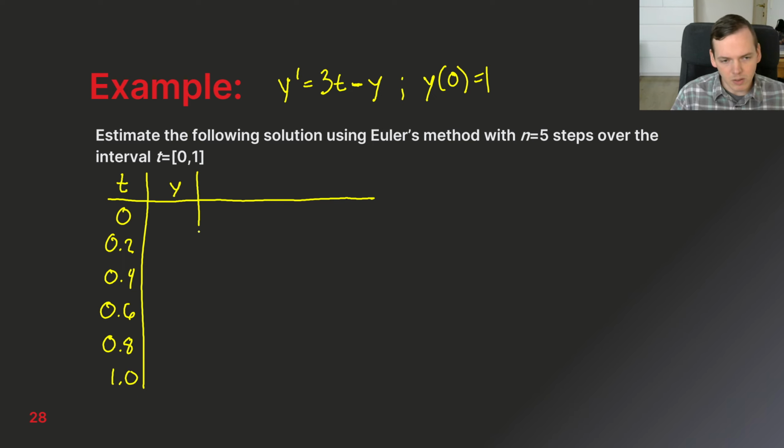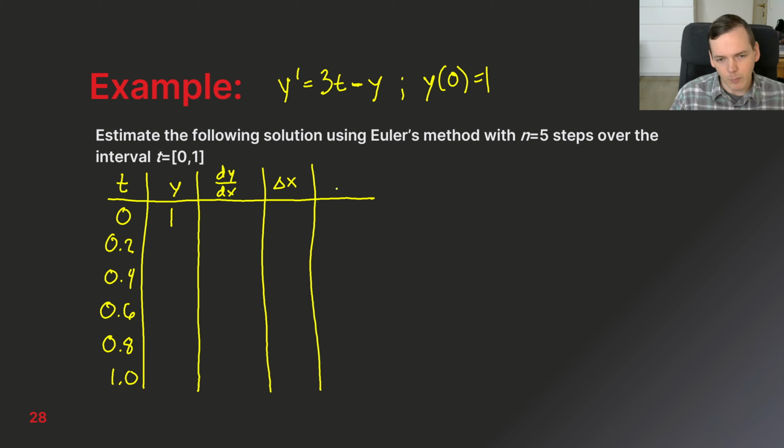Then I create a column for my y values, or my dependent variable values. In this case, I know that y of 0 equals 1. I know the initial value. Then I'm going to create a column where I put in the slope. Then I'm going to create a column for delta x. This one's optional. If you want, you can put in a delta x if that's helpful for you to visualize things. I find it helpful about half the time. It depends on how complex the problem is. And then I'm going to put a column for delta y. This way I can just work left to right and then jump down to the next line.